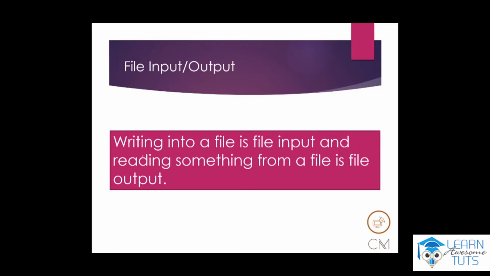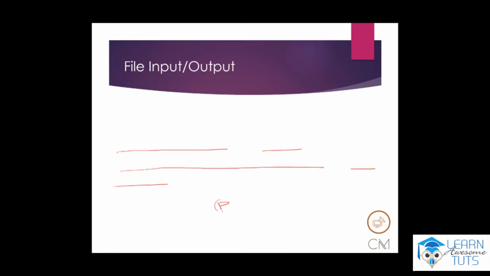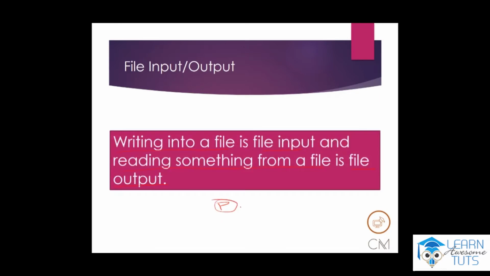So file input means writing into a file, and reading something from a file is file output. You should think that we have a program, and the program gets the output, and into the program there is an input. Sorry for my letters. So this input can be either a file or the keyboard or something else. So we have an input and an output. So file input means that data is written into a file. File output means that data is read from a file.